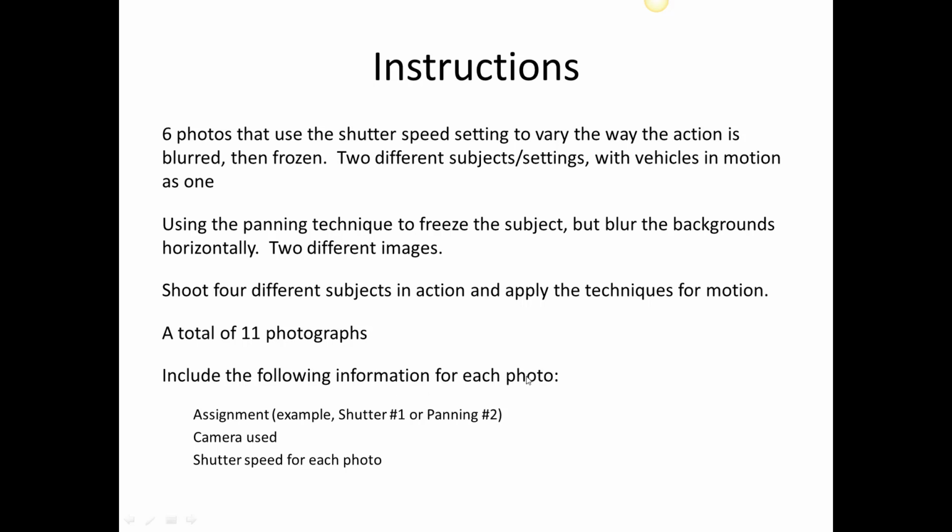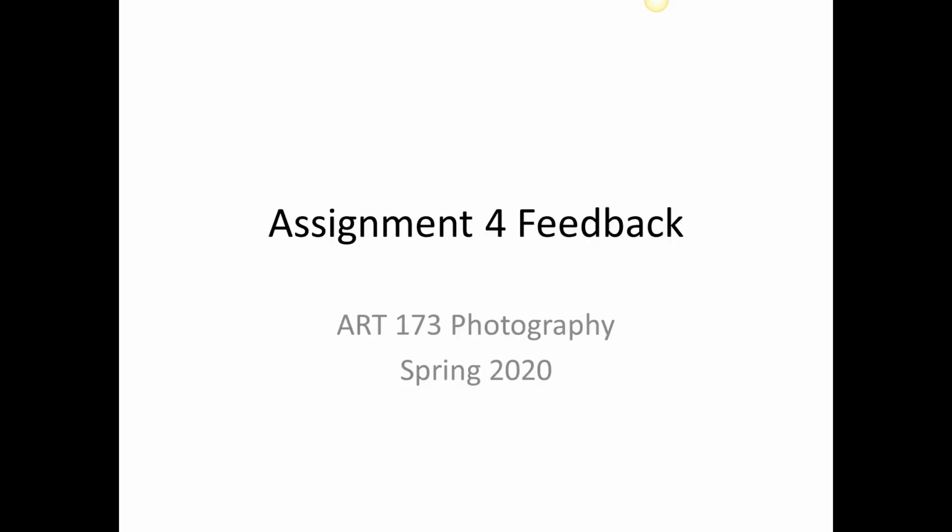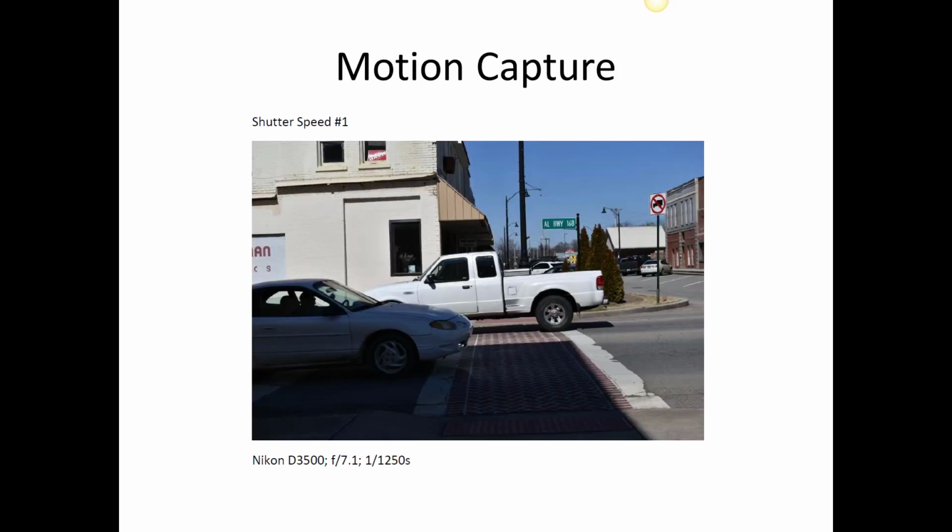and that is to include information for each photograph. You have to tell me whether it's shutter 1 or panning 1 or 2. Always tell me what camera you use, and for this particular exercise I wanted to see what shutter speed you had for each photo. Now I know that for those that use cell phone cameras, it's a little more tricky.